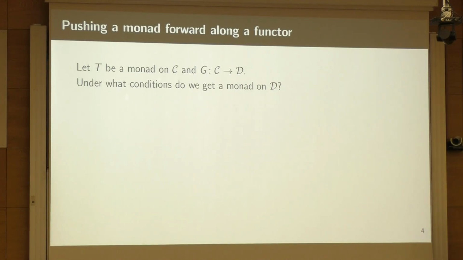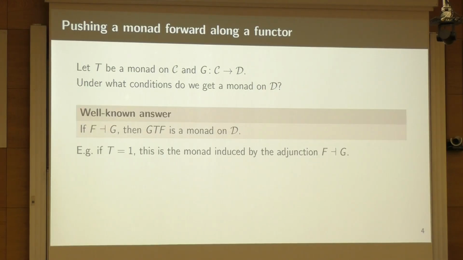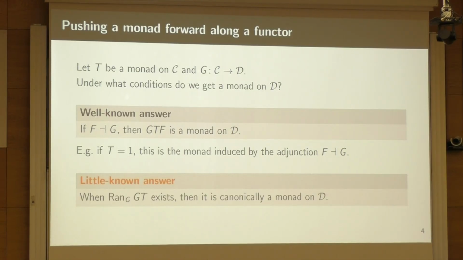Now, pushforward monads answer this basic question of how can we transport a monad along a functor. And if you think about it, there's already a very well-known answer to this, and that's when G is a right adjoint. If we have an adjunction with F being left adjoint to G, then GTF is a monad on D, and this is very well known, it's classical. The most well-known example of this is when you start with the identity monad, you get the monad induced by the adjunction. But as was pointed out by Street in the Formal Theory of Monads, you could instead take this right-hand extension here, and if it exists, we'll get a monad on D.